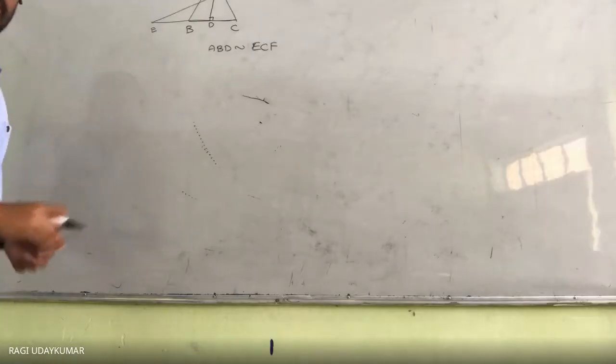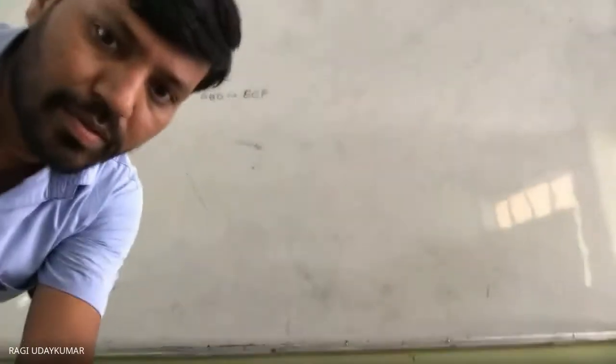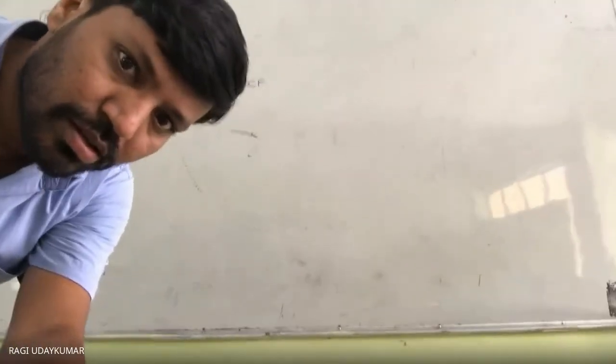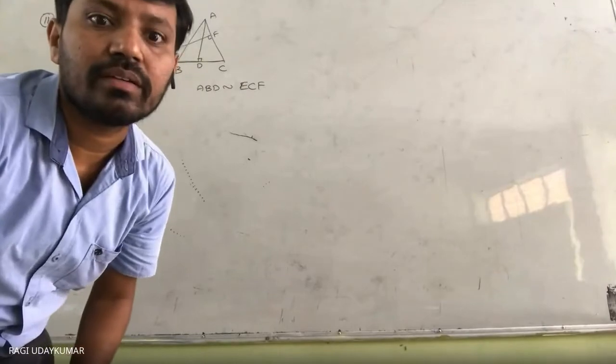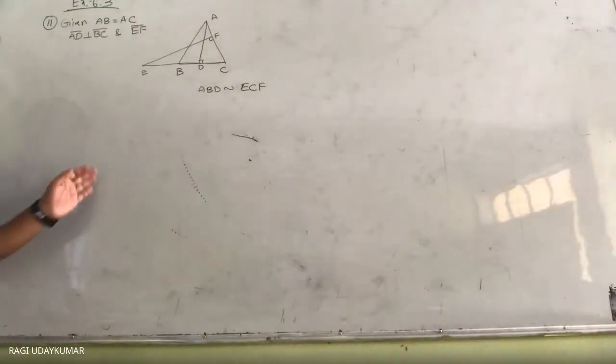Part of the board is not visible. EF. Sir, your drawing is not coming in the screen, sir. Sir, it's outside the frame. Wait. Now is it okay? Yes, sir. Now is it visible to you? Yes, sir.